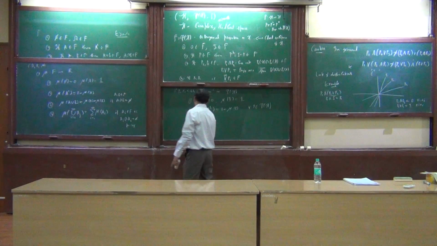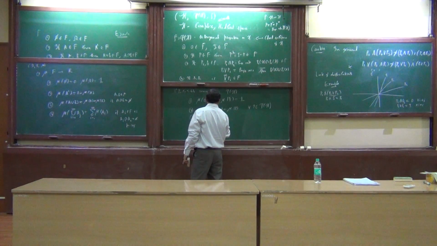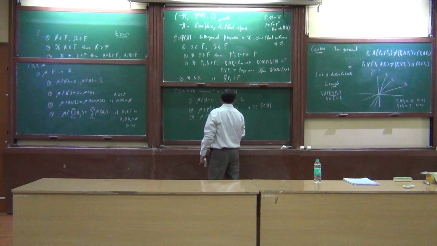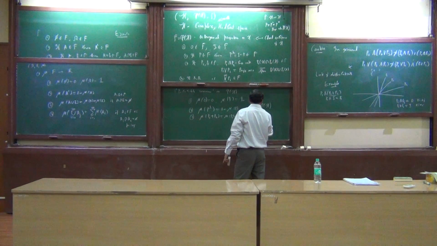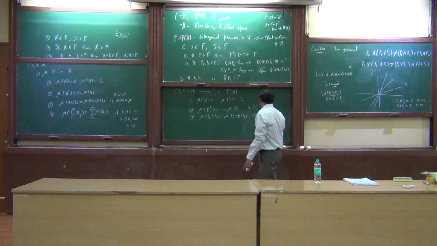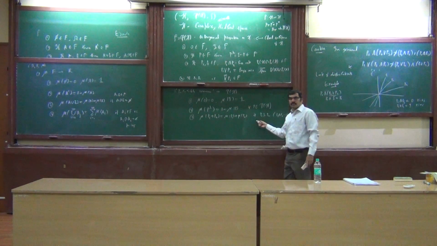I would like to have this kind of thing. Mu of P1 plus P2 is mu of P1 plus mu of P2 if P1 is orthogonal to P2, which is the same as saying P1 P2 equals 0.